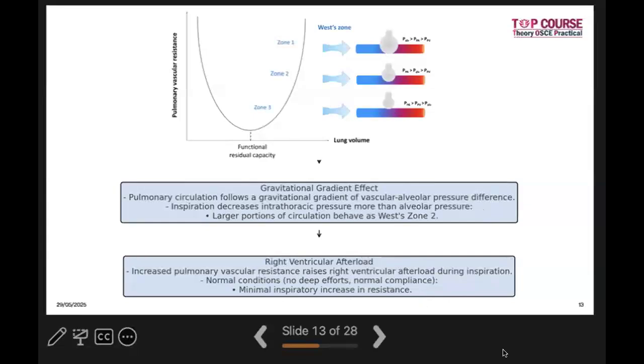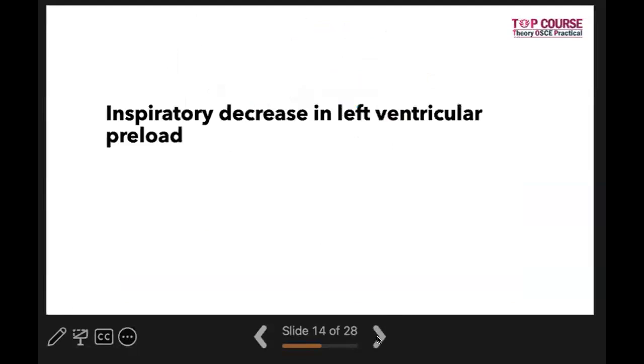But in normal conditions where the compliance of the lung is good, where the efforts are normal, this resistance increase is very minimal and may not impact the cardiac function, neither the lung function. So we have seen the changes with respect to the thorax, the right ventricular preload, and the right ventricular afterload. Now let us go to the left side of the heart.